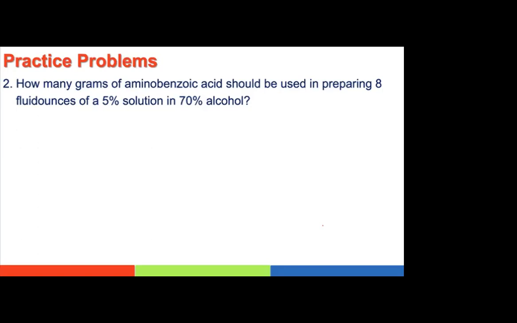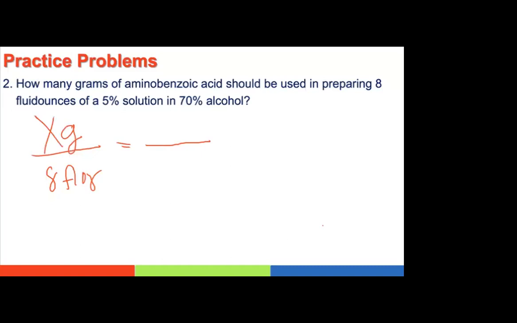Okay, so the question is, how many grams are there in 8 fluid ounces? Right? How many X are there in 8 fluid ounces? Okay, 5% solution in 70% alcohol. Which should I use, 5% or 70%? Very good. 5% is the concentration of your final solution. You will just use 70% alcohol as the solvent.